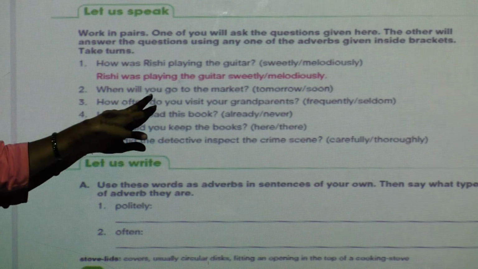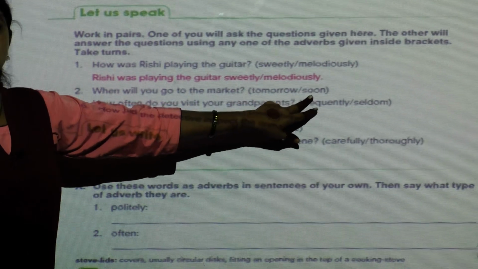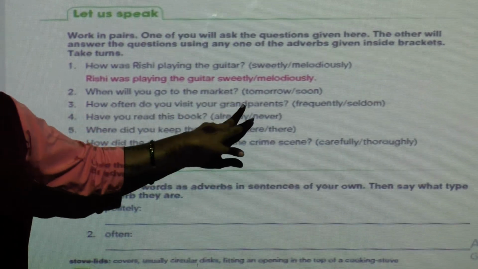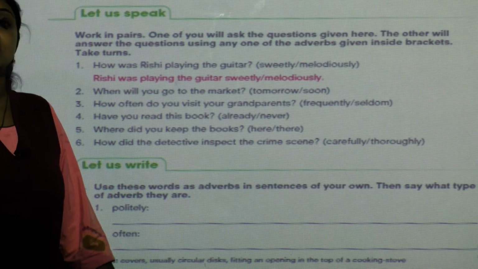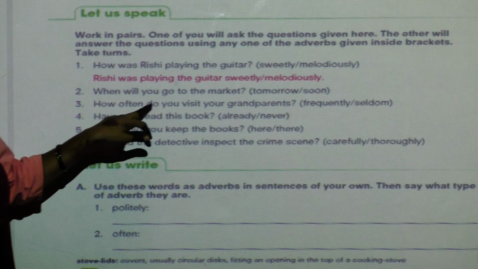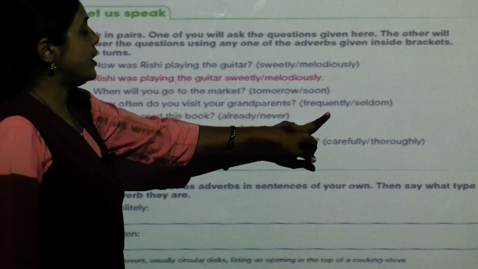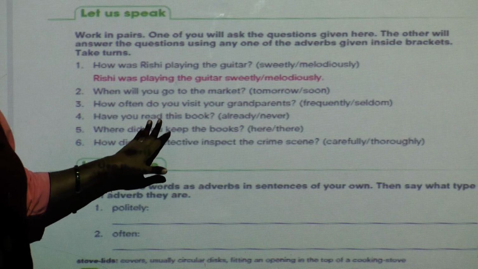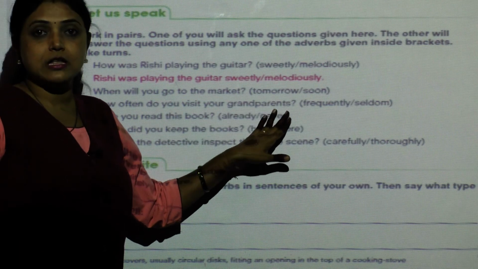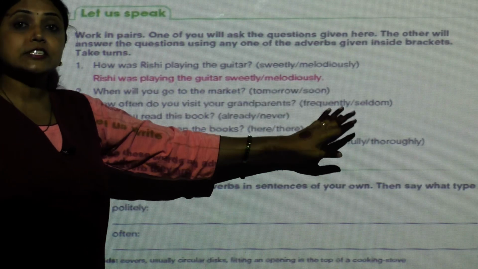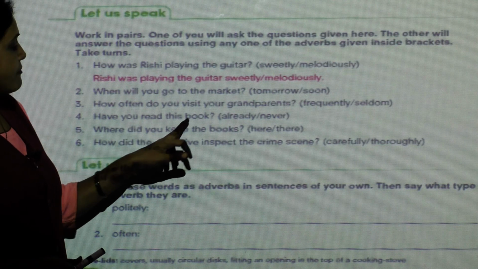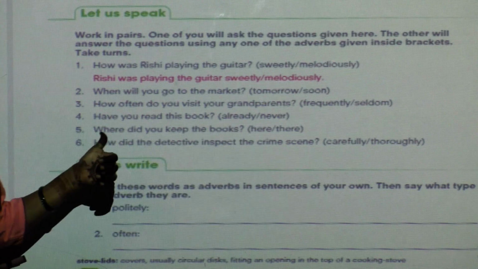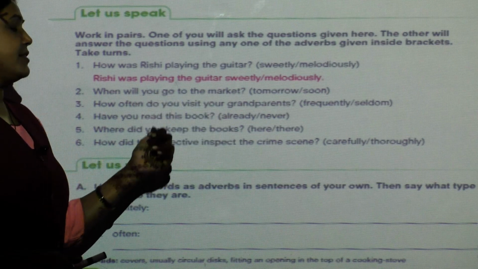Okay. When will you go to the market? Tomorrow or soon? I will soon go to the market, or I will go to the market tomorrow. Okay. How often do you visit your grandparents? Frequently or seldom? I frequently visit my grandparents, or I seldom visit my grandparents. Have you read this book already or never? I have never read this book, or I have already read this book.